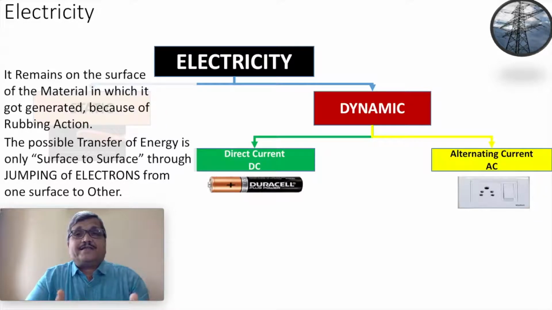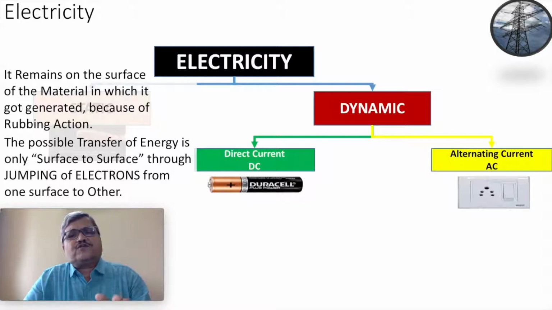So we have seen the example also that when we walk on the carpet, our body gets charged, and when you touch the lift button, we receive a shock. Actually, we are not receiving shock, we are giving shock to the lift. It gets earthed, our body charge. So today we will see what is dynamic electricity, direct current and alternating current.